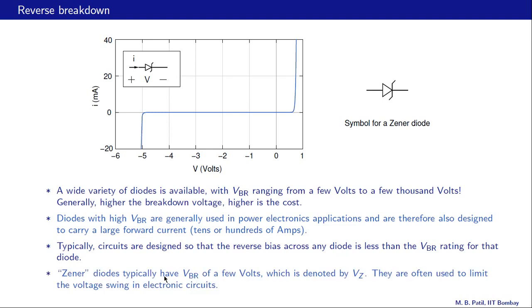However, there are diodes which are supposed to operate in this breakdown region, and those are called Zener diodes. So Zener diodes typically have VBR of a few volts, and that is denoted by VZ. And these Zener diodes are often used to limit the voltage swing in electronic circuits. A little later we will see an example of an electronic circuit which does exactly that. Alright, here is the symbol for a Zener diode. It looks very much like the ordinary diode, except it has these little line segments over here.